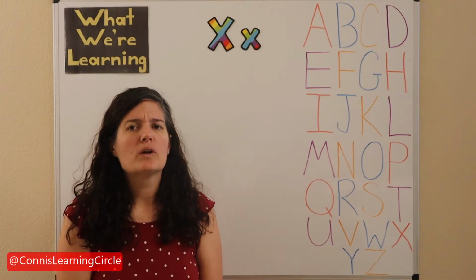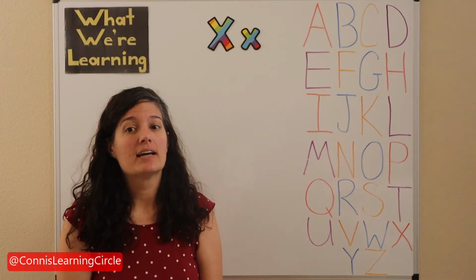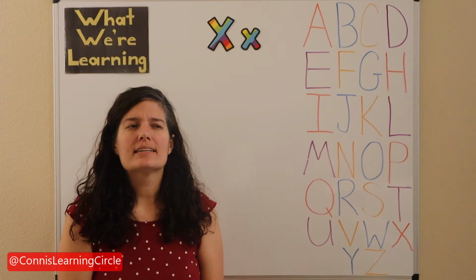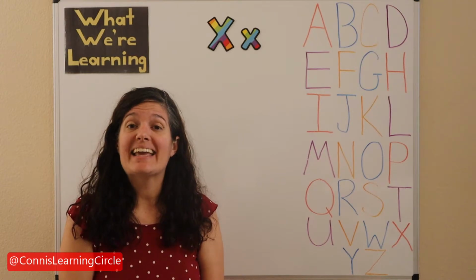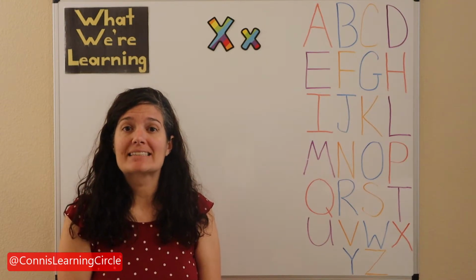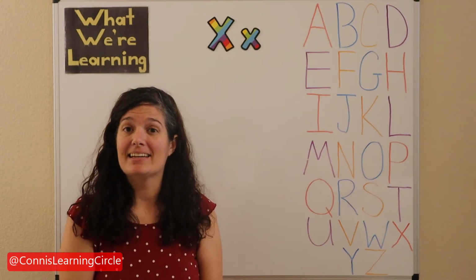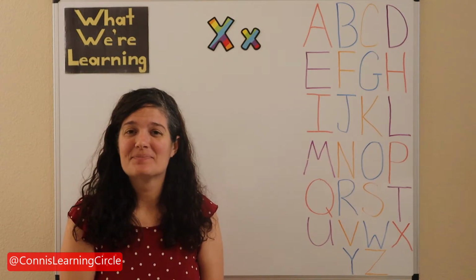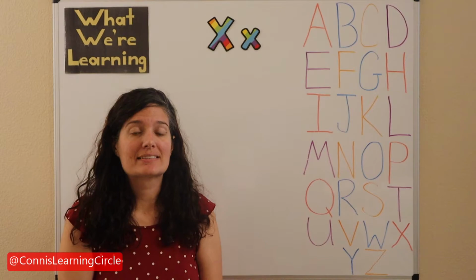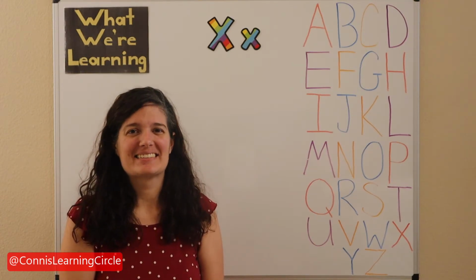Now, a lot of times when you see the letter X, it will not be at the beginning of a word. It will be in the word or at the end of the word, but you'll still hear the X sound. Let's think about some words that have the letter X in them. There's six and there's box. Did you hear the letter X in those? Six, the X at the end of the word six, and box with X at the end of the word box. Both of those end with the letter X and the letter X sound.